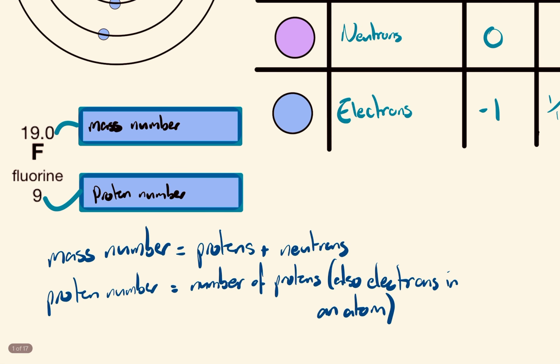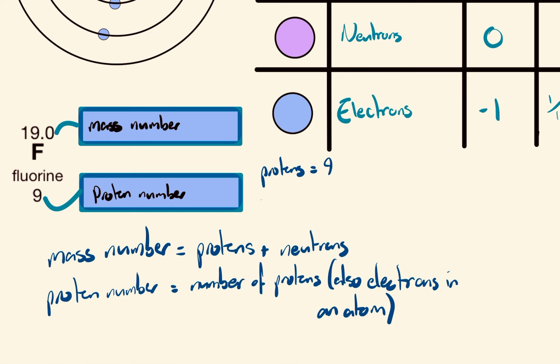So let's break that down. So our mass number is 19. We can use that to work out the number of neutrons plus protons. And if this is the number of protons we have, we can work everything else out, right? So our protons for fluorine are going to equal our proton number, right? 9.